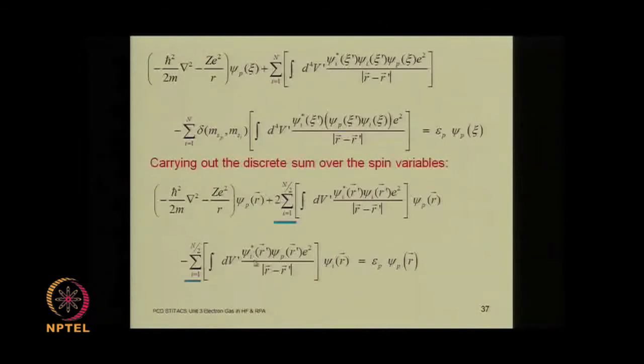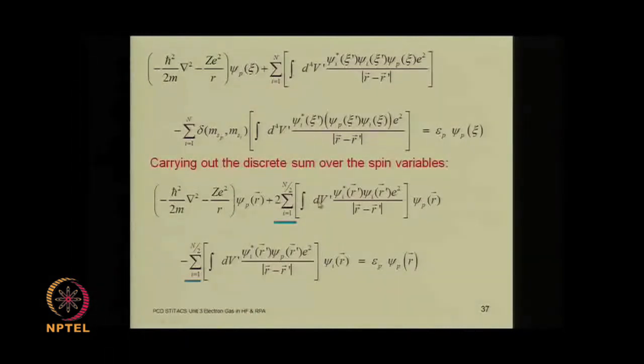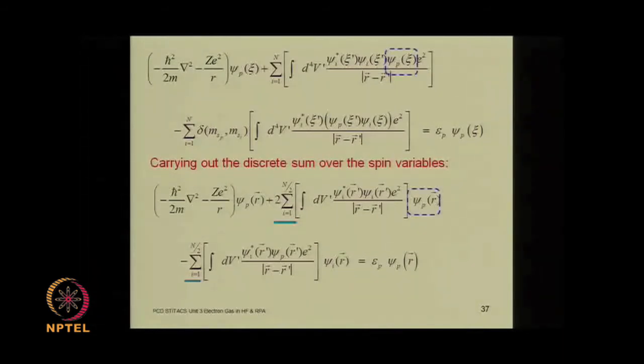And for the exchange term you will not have this factor of 2, but just the sum over I going from 1 to n by 2, because whenever you do not have parallel spins, this integral would vanish because of the Kronecker delta m_si m_sj that we are well aware of. So now you have this factor of 2 with the Coulomb term, but the exchange term does not have that factor, and the upper limit of the sum goes from 1 to n by 2.